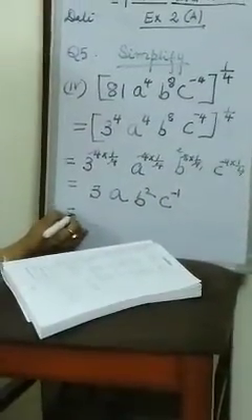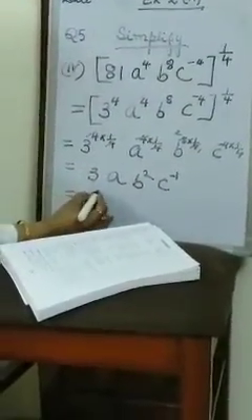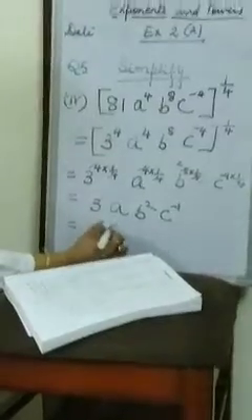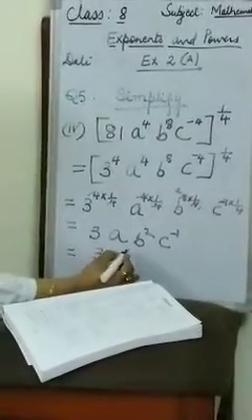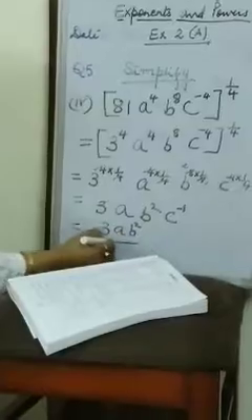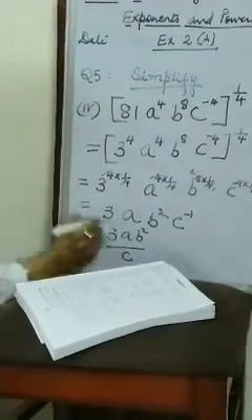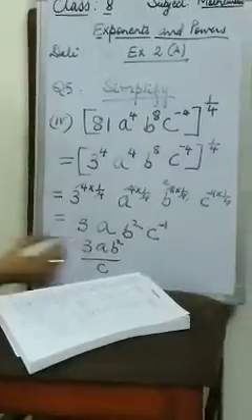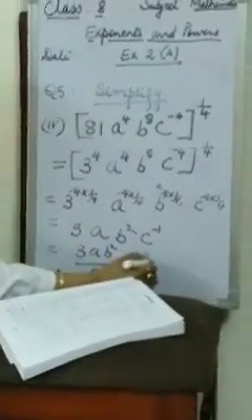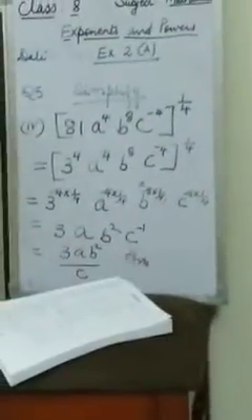So to avoid the negative index, I include one more step. 3a, b square, and c we write in the denominator to convert the negative into a positive index. This is the way we are going to solve the question.